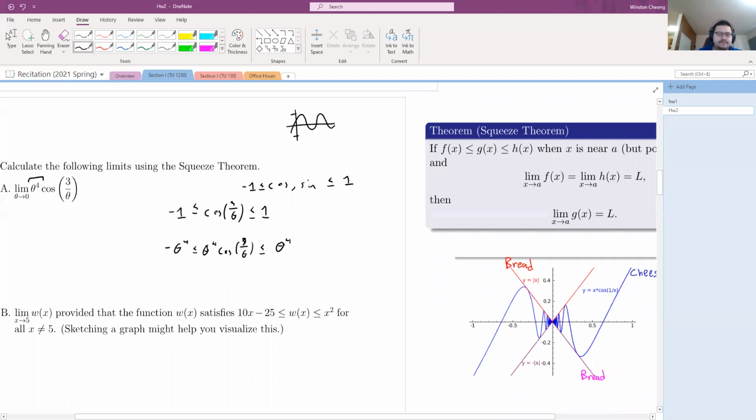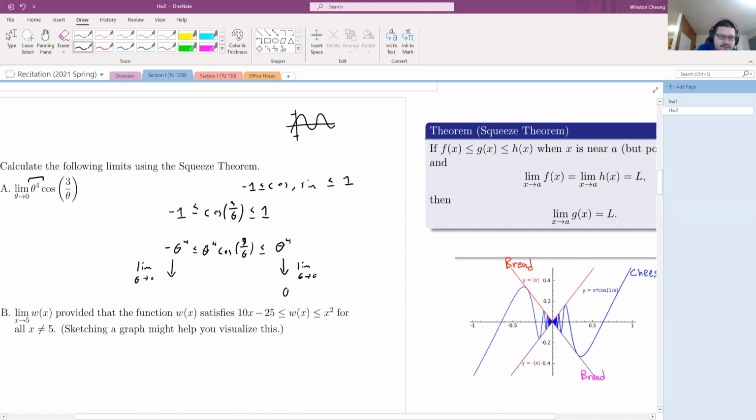And in order to apply squeeze theorem, we need that the two bounding functions have nice limits. And notice our limit is as theta goes to 0 in the problem. Okay, so I'm going to do this sort of as a diagram. These two arrows are going to be limits. So I'm going to take the limit as theta goes to 0. I'm going to also take the limit of this function as theta goes to 0. Well, what does theta to the fourth go to when I let theta go to 0? It's just going to be 0.